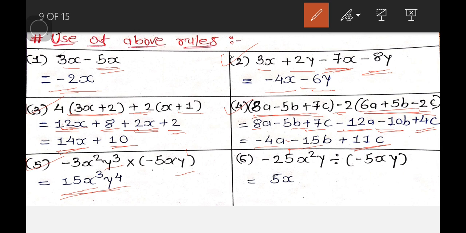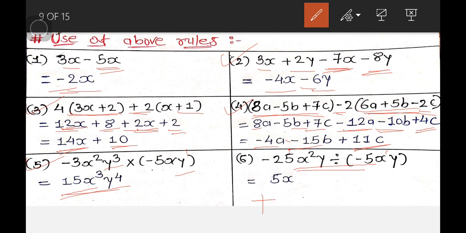Now in the last example, minus 25x square y divided by minus 5xy. You can see that the two terms have the same sign, then we put a positive sign here. Now 25 divided by 5, then we get 5. Now x square, and here given x raised to 1. Then as we know that in division we do subtraction of the powers of variables.